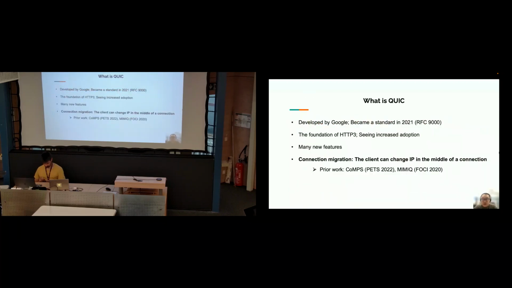We address the first challenge using QUIC. QUIC was developed by Google and recently became the standard. QUIC is the foundation of HTTP/3. It becomes more and more popular with the support from major tech companies such as Google and Facebook. QUIC provides a set of new security, performance, and privacy features. One of the key features is called connection migration, which allows the client to change its IPs in the middle of a connection without disrupting ongoing connections. Prior work has already used this feature to design privacy-enhancing systems.